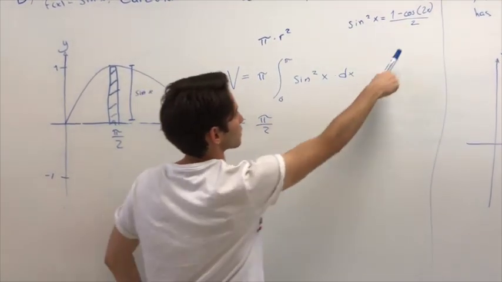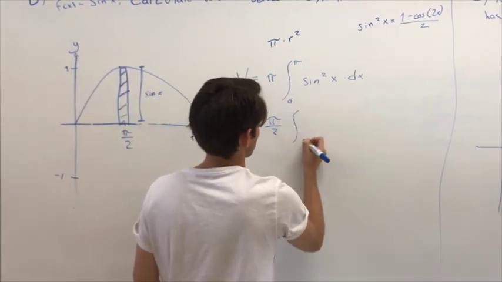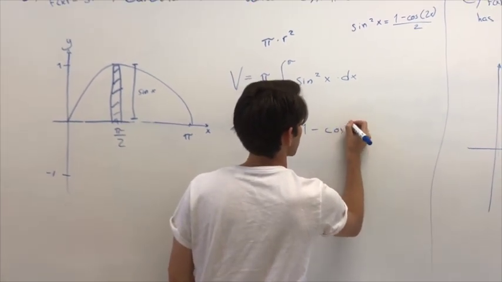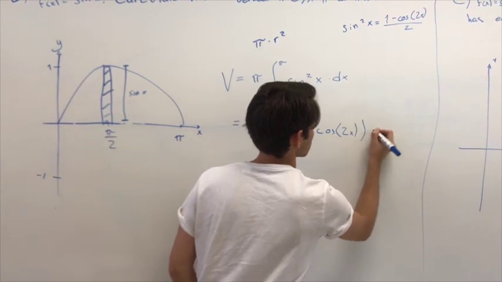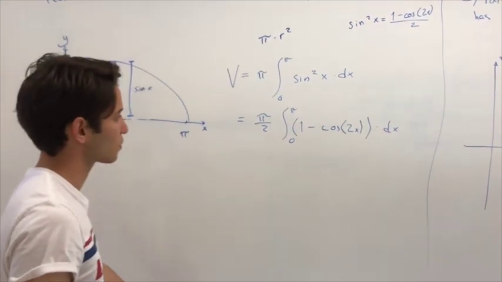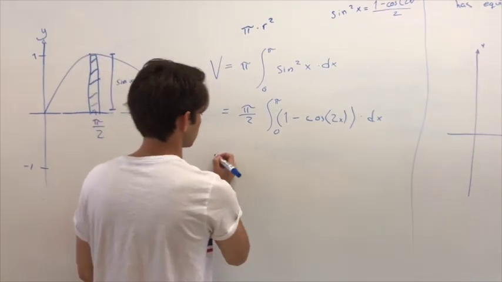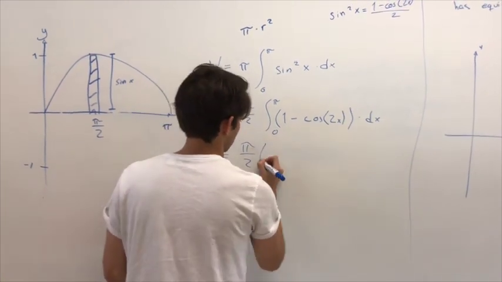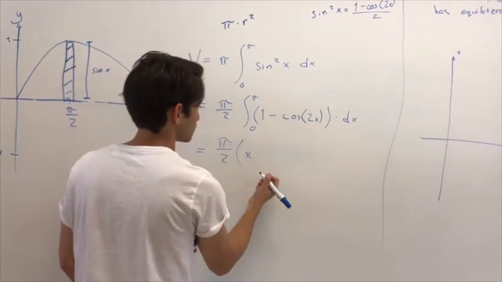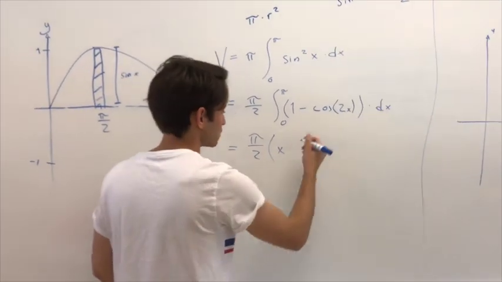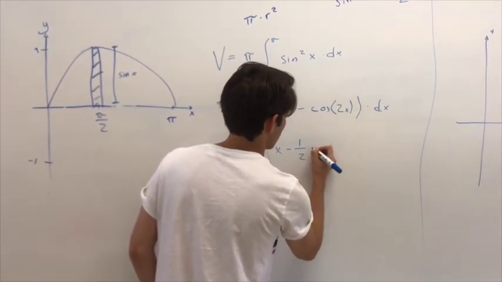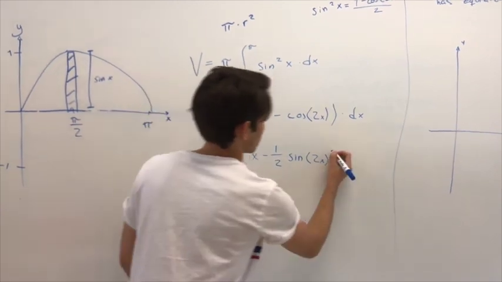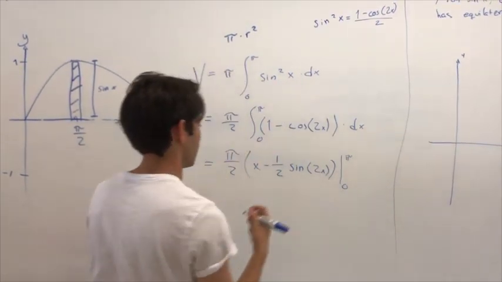So it's pi over 2, I'm getting the 2 out, from 0 to pi, 1 minus cosine of 2x, all of this times dx. And we can integrate now. So this will get pi over 2 of 1 is x, cosine of 2x is minus 1/2 of sine of 2x, and all of this between 0 and pi.